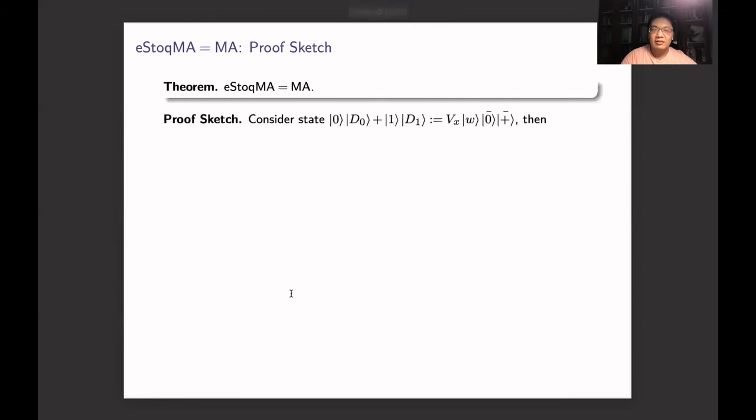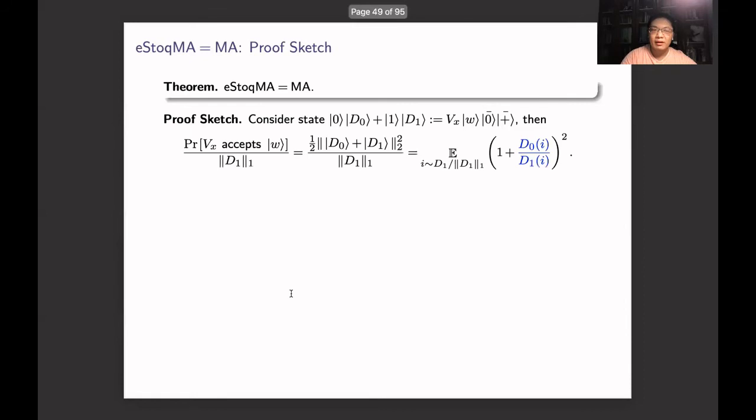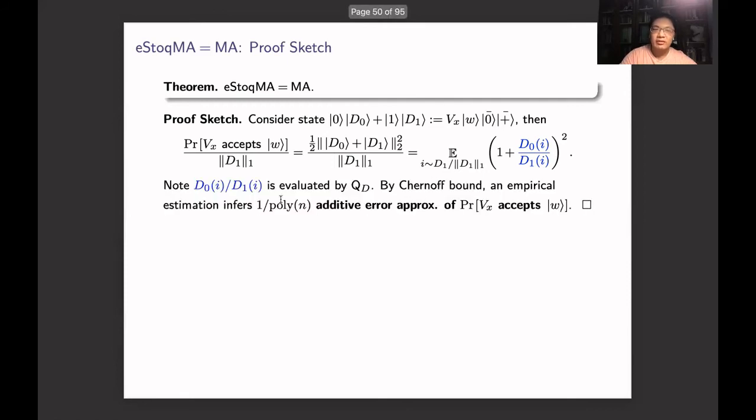Here's the proof. Consider a state before measurement, namely |0>|D0> plus |1>|D1>. Then the acceptance probability, over the L1 norm of D1, can be written as an expectation over a normalized distribution D1 of one variable, which is the square root of 1 plus D0(i) over D1(i). Notice that the quotient D0(i) over D1(i) is efficiently evaluated by the algorithm QD, guaranteed by the property of easy witness. Also, we can draw a sample by just running a copy of the verifier and measuring all the qubits in the 0, 1 basis in the end.